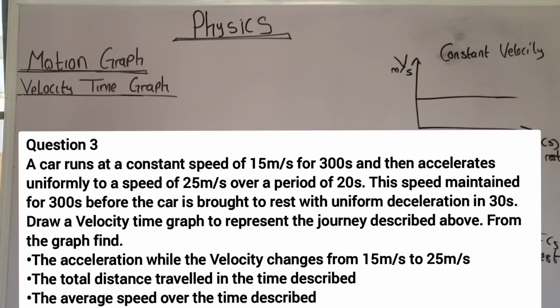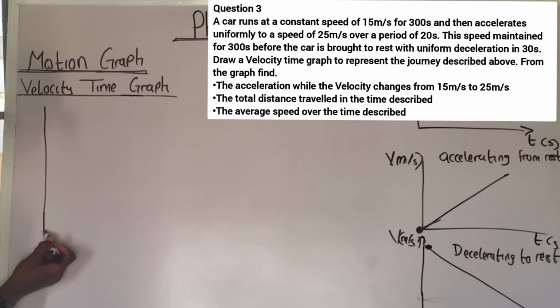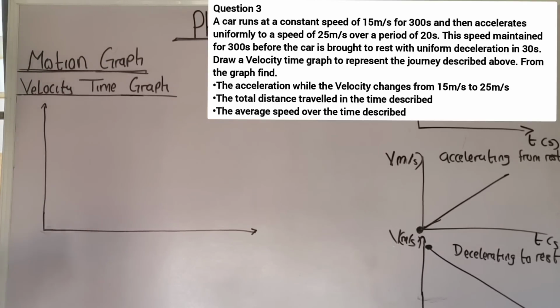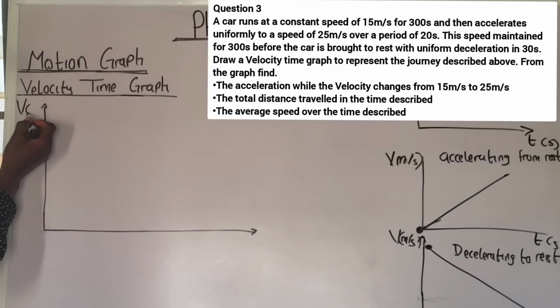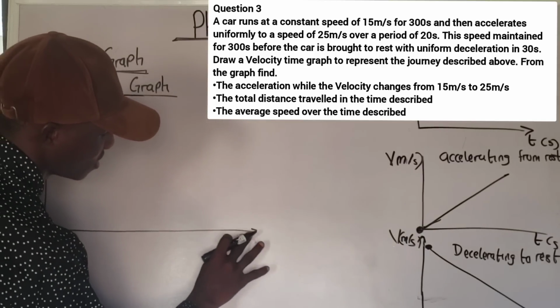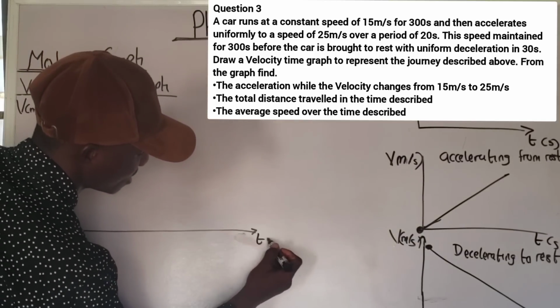Well, what an interesting question. Okay, let's start by drawing our graph. We have our graph here. Now, please pay attention, because this question is technical. A car runs at a constant speed of 15 meters per second for 300 seconds. Since we are dealing with a velocity time graph, we are going to have velocity in meters per second and time in seconds.